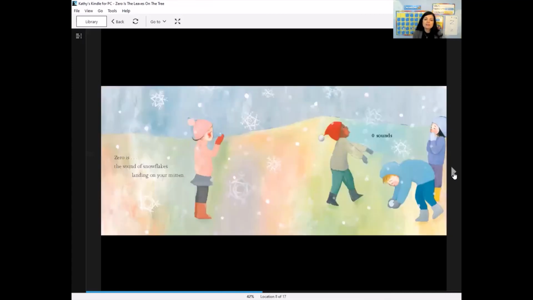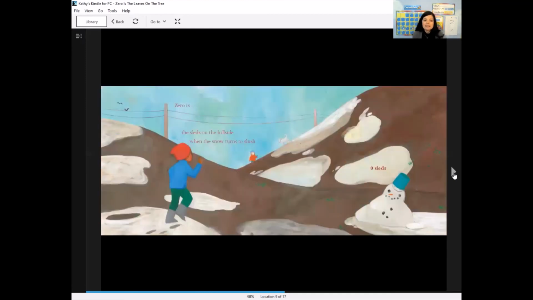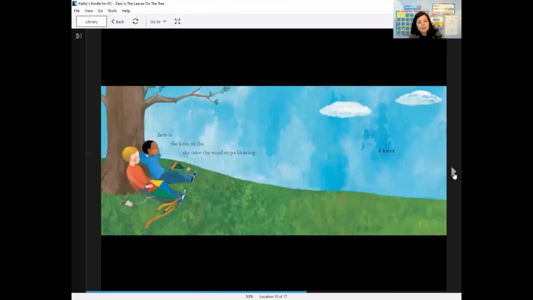Zero is the sound of snowflakes landing on your mitten. 0 sounds. Zero is the sled on the hillside when the snow turns to slush. 0 sleds. And look at the snowman, he's melting away. 0 is the kites in the sky once the wind stops blowing. 0 wind and 0 kites.